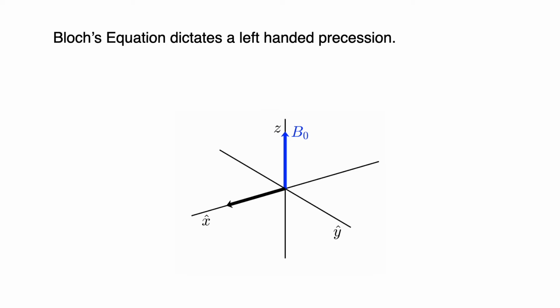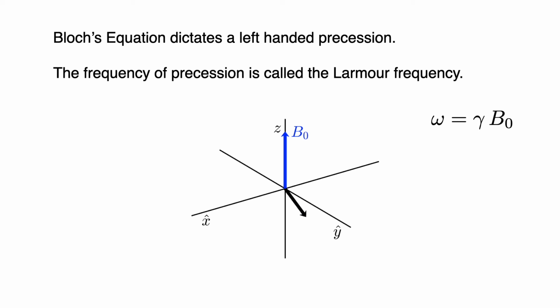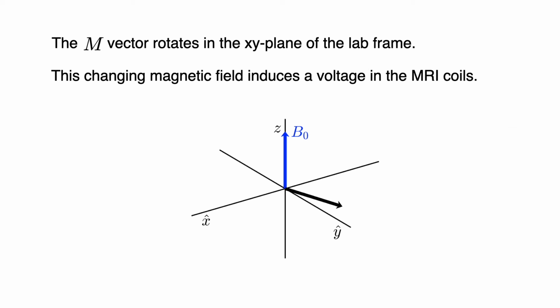if the net magnetic vector of our bunch of particles was in the x-hat direction, then we would see the net magnetic vector precess around the external magnetic vector. And the frequency of precession is called the Larmor frequency. Okay, so this net magnetic vector M is rotating in the xy plane of the lab frame. Just like current or changing electric fields changes the magnetic field, similarly, changing the magnetic field generates a current in a nearby wire. And so this spinning magnetic vector induces a voltage in nearby MRI coils, and that voltage is what the MRI system measures.